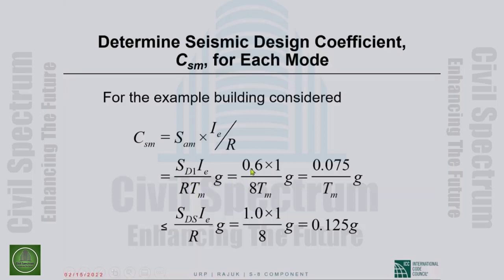And then that comes in our case to S sub D1 is 0.6. The G has to be inserted because that is a coefficient. We need an acceleration. So S sub D1 is actually 60% of G. I is 1, R is 8. We are doing a special moment frame, and T sub M. So the modal base shear coefficient is 0.75 divided by modal period times G, but it cannot be any larger than S sub DS of 1, I is 1, and R is 8. So it cannot be any larger than 0.125, 12.5% of G. So we are doing this example for a location where S sub DS is equal to 1 and S sub D1 is equal to 0.6.